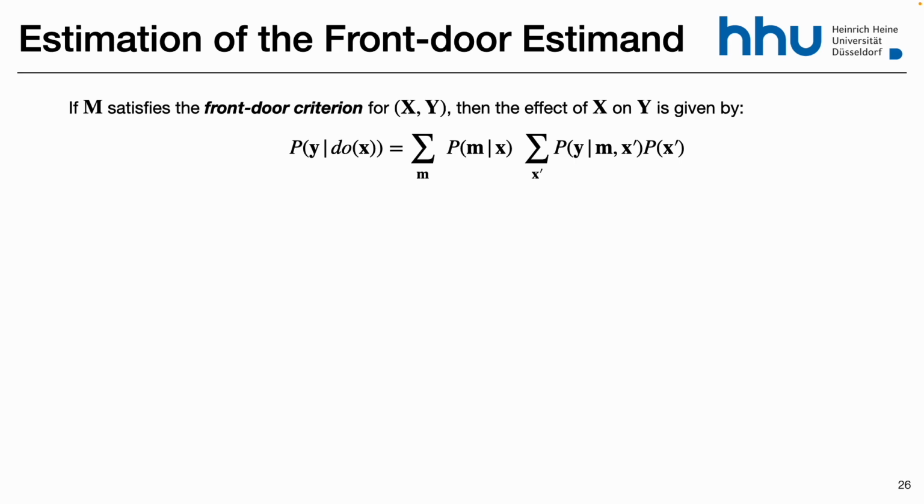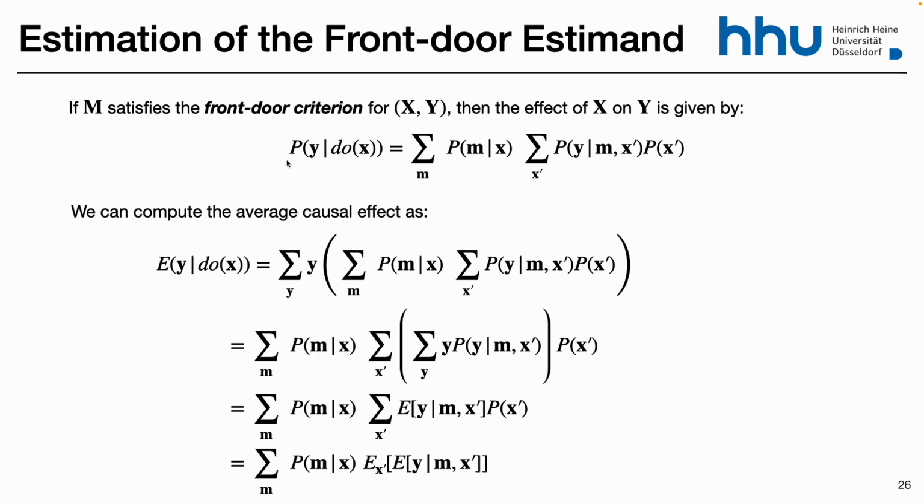So for example, imagine that you have a set M that satisfies the front door. Then this is going to be the estimate. And we can compute the average causal effect in the following way. So basically, I want to apply the expectation using this probability distribution. So here are the steps. Let me go through it. It's not that hard. So I applied here, in parentheses, just a copy of the distribution.